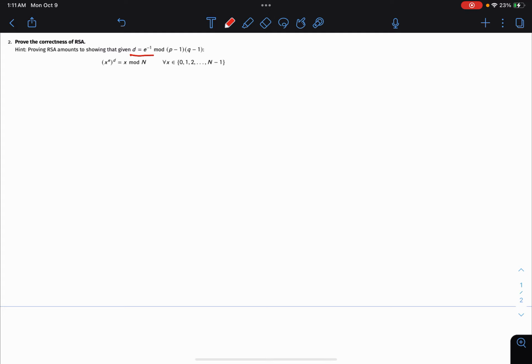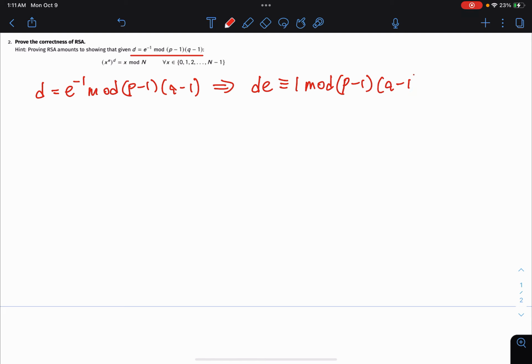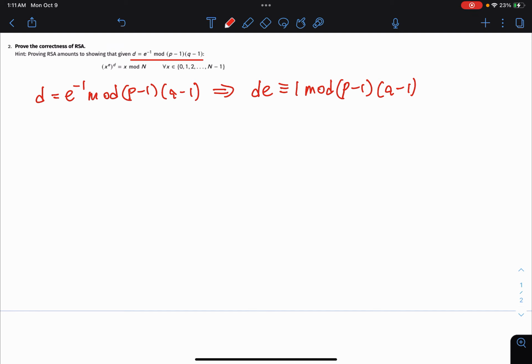We are given this equation, and let's try to interpret that equation first. D equals E inverse mod P minus 1 Q minus 1. This will imply that DE is congruent to 1 mod P minus 1 Q minus 1. Sure, but what else can we do with this?